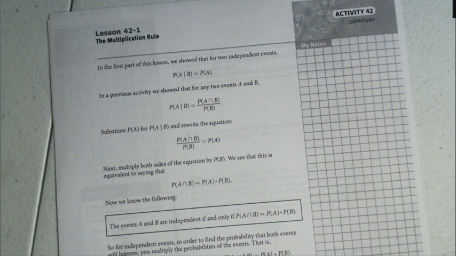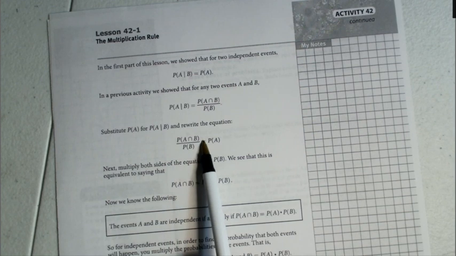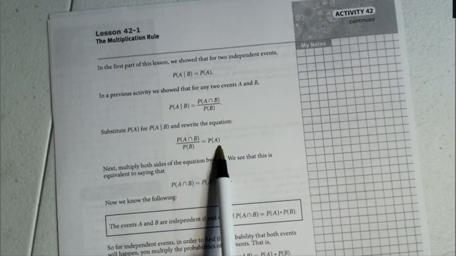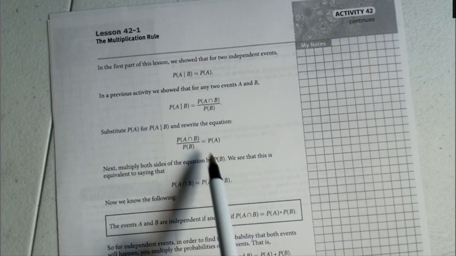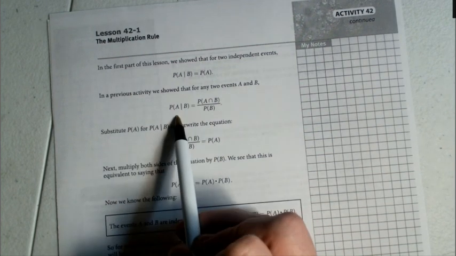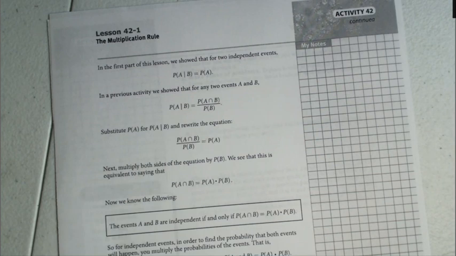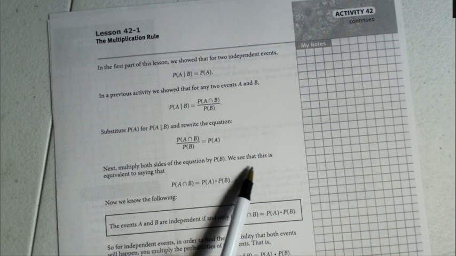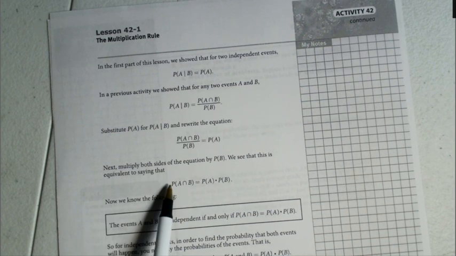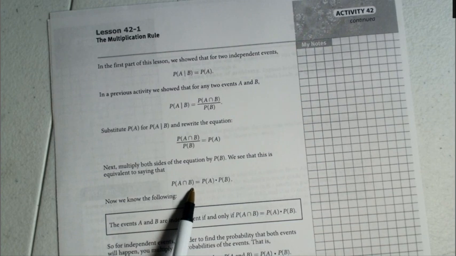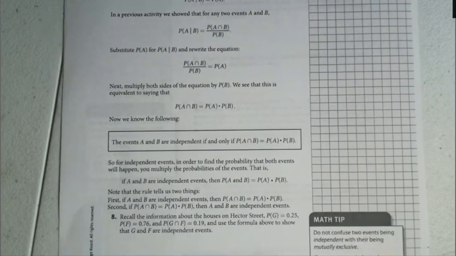Substitute probability of A for probability of A given B and rewrite the equation. The probability of A intersect B over the probability of B should equal the probability of A. So what they did was they just replaced these. They put the probability of A here, substituted it in. Next, multiply both sides of the equation by probability of B. We see that it is equivalent to saying that the probability of A intersect B equals the probability of A times the probability of B.